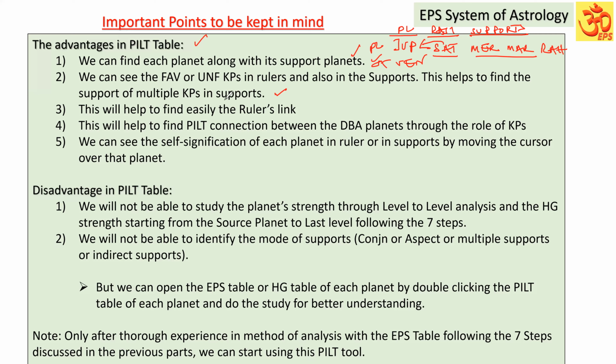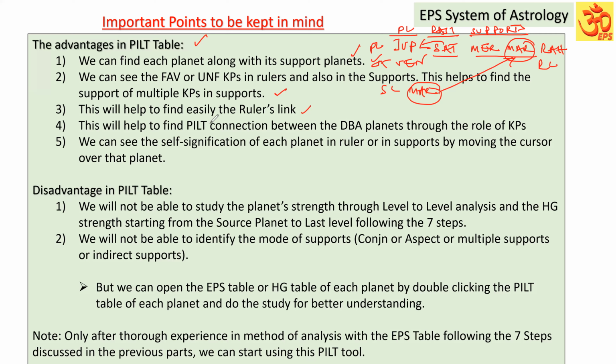It will help in finding the support of multiple key planets, favorable or unfavorable, that we can easily identify. This will also help to find the ruler's link easily. Suppose Jupiter is in the sub of, say for example, Mars. So Mars is the sublord for Jupiter. Mars is also in support to Jupiter. So it means Mars is forming a ruler link. That way we can easily identify in the same table Mars planet here also, there, here also there. So we can easily identify the ruler's link of each planet.